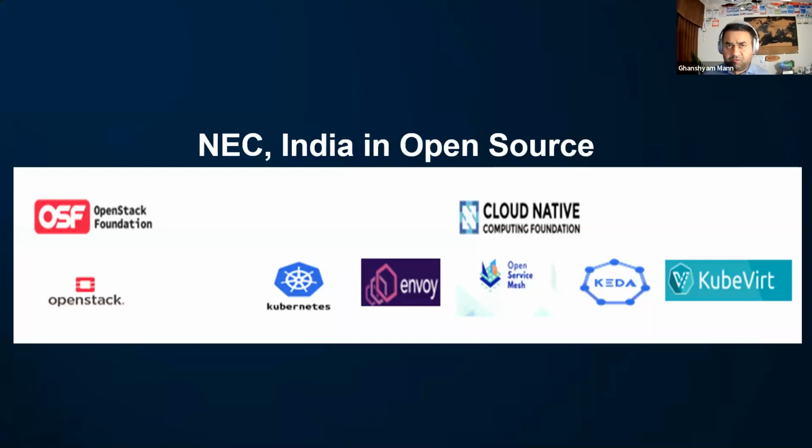Currently we have around 15 or 20 people working full-time upstream across different open source communities. These are the 6 communities we are currently contributing to: OpenStack, as well as on the CNCF side Kubernetes, Envoy, Open Service Mesh from Microsoft, and KEDA, and KubeVirt also we recently started. This complete team is full-time on upstream. They don't have any downstream task or activity to do.